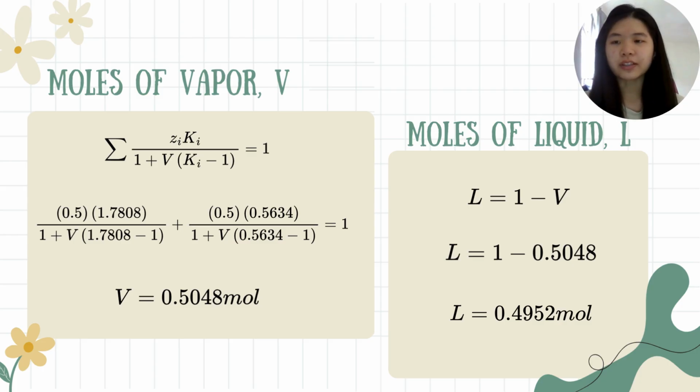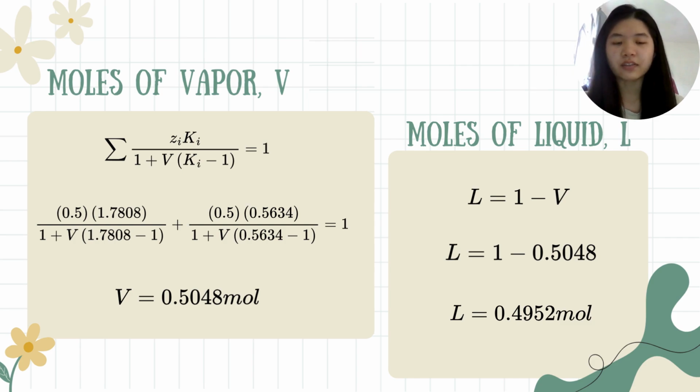Now we are going to calculate the mole of vapor V by using the Rachford-Rice equation, which is the summation of ZiKi over 1 plus V multiplied by Ki minus 1 is equal to 1. So the Z is just the fixed composition and the K is the equilibrium ratio we calculated just now. By substituting all the values, we get that the mole of vapor is equal to 0.5048 mole.